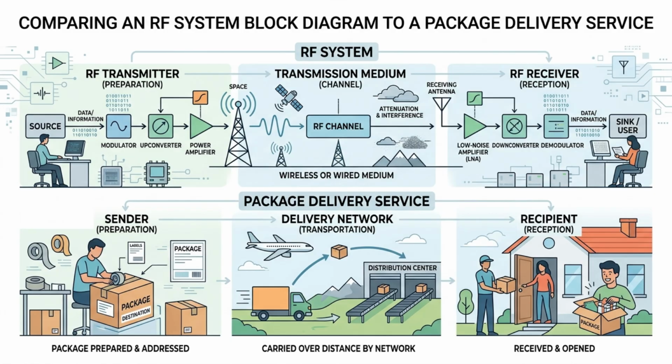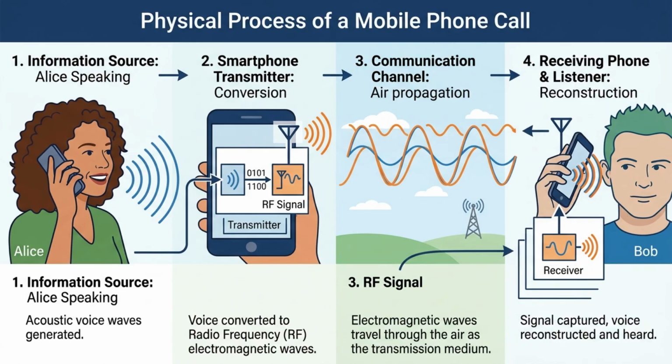Intuitively, the RF system block diagram can be compared to a package delivery service. A sender prepares a package, a transportation network carries it across a distance, and the recipient receives and opens it. Each stage has a specific purpose within the overall delivery process. Physically, consider a mobile phone call. Your voice serves as the information source. The smartphone transmitter converts voice into an RF signal. The electromagnetic wave travels through the air, which acts as the communication channel. The receiving phone captures the signal and reconstructs the original voice, delivering it to the listener.